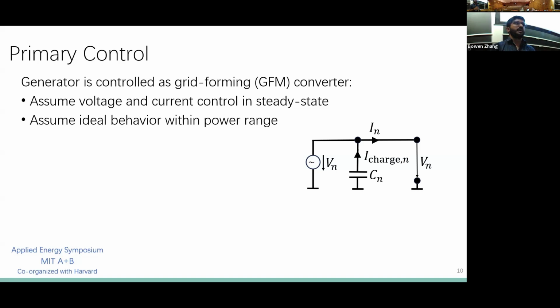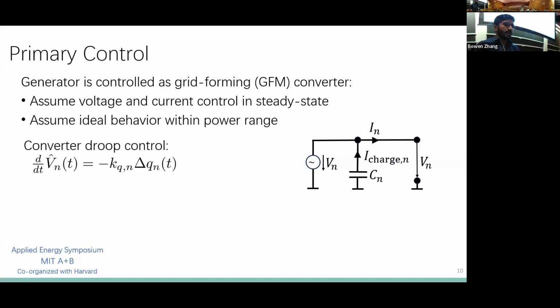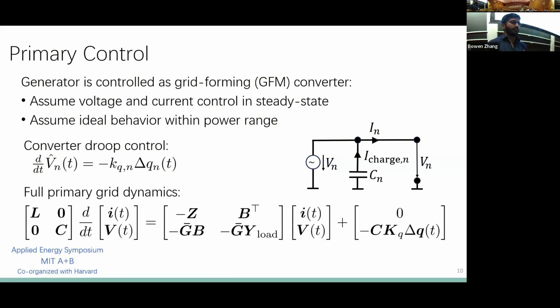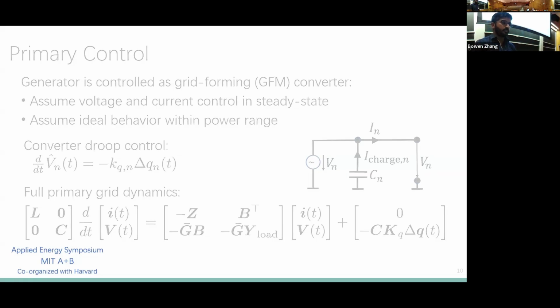And we also assume ideal behavior within the power range of interest that we consider. And so we just use the normal primary control, which is not the focus of this work. So we just use a conventional droop control, which essentially deviates the reactive power reference to influence the voltage. And so if we add that primary control dynamics to the passive dynamics, we get the full grid dynamics that we can use to describe the primary control. And then we can use this for our secondary control strategy.